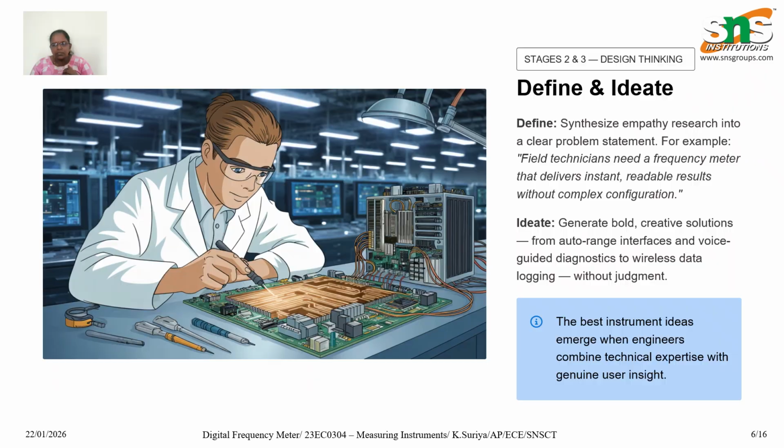The next stage is define and ideate. Here the engineers clearly identify the problem statement. The technicians may need a frequency meter that provides instant readings without complicated settings. In the ideate stage, engineers generate solutions such as automatic range selection, wireless monitoring, voice guidance, and digital displays. This process helps in developing smart and user-friendly digital instruments.